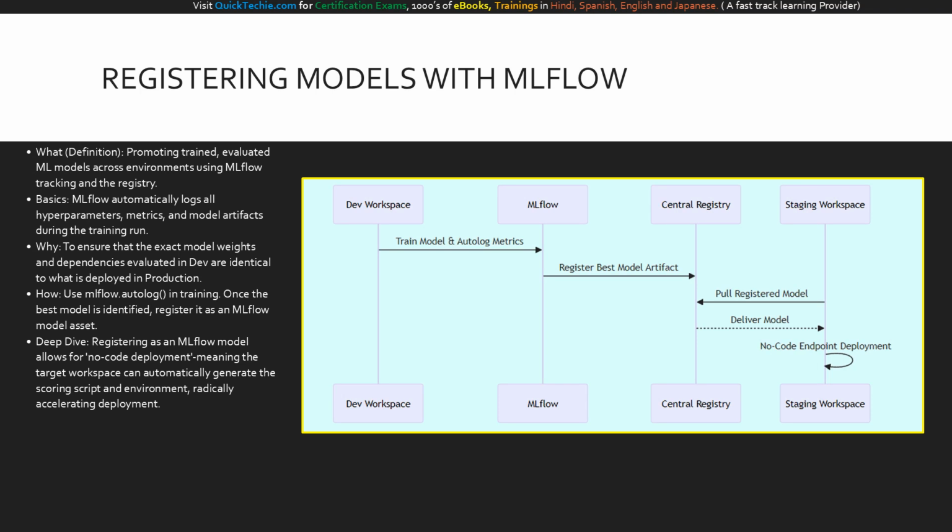Just like components, our models must be shared via the registry. During the training phase, we use MLflow. By simply adding mlflow.autolog to our scripts, the system records every metric, parameter, and model file. When we find the winning model, we don't just leave it in the dev workspace, we register it to the central registry.